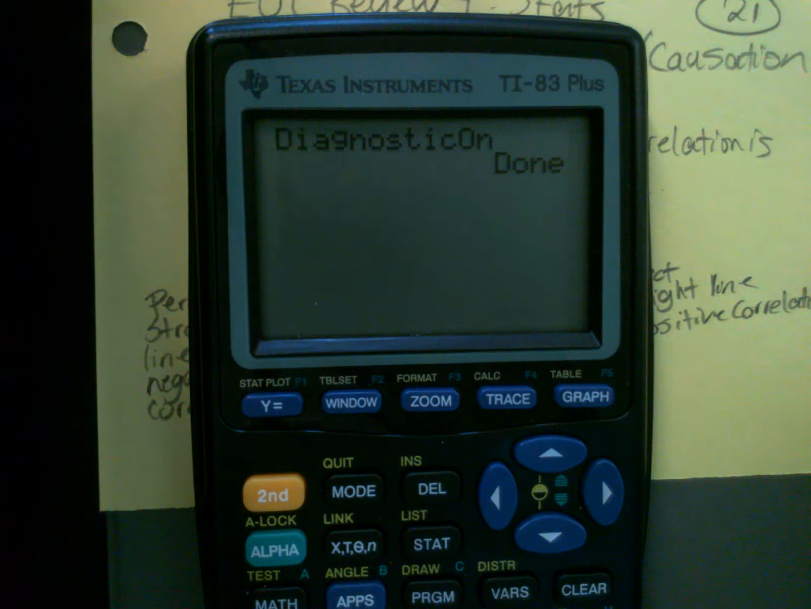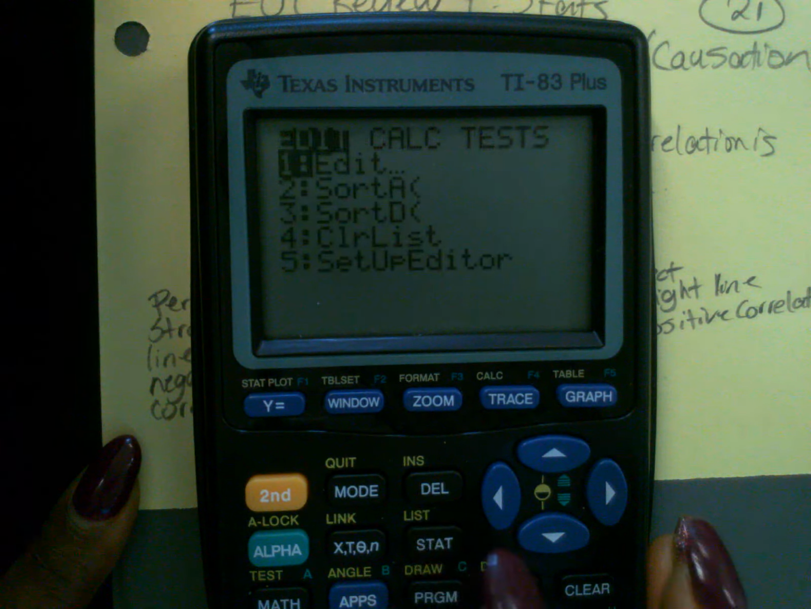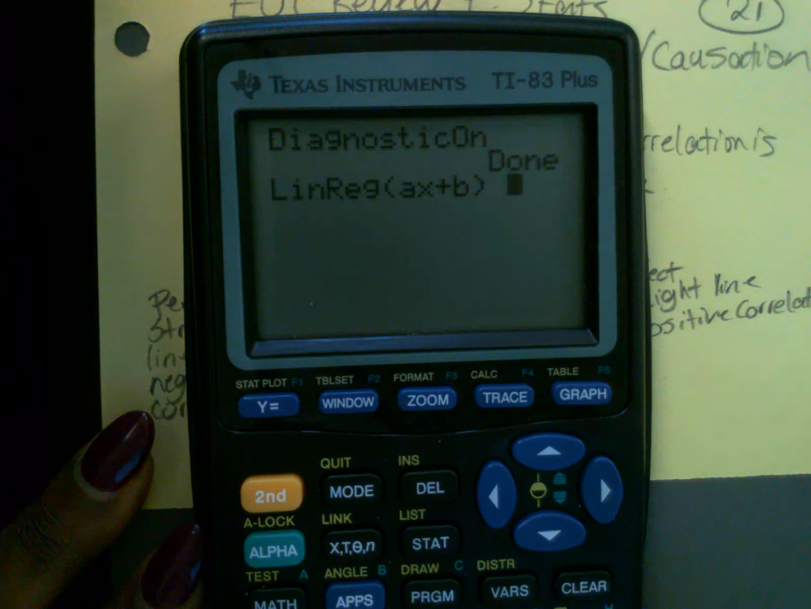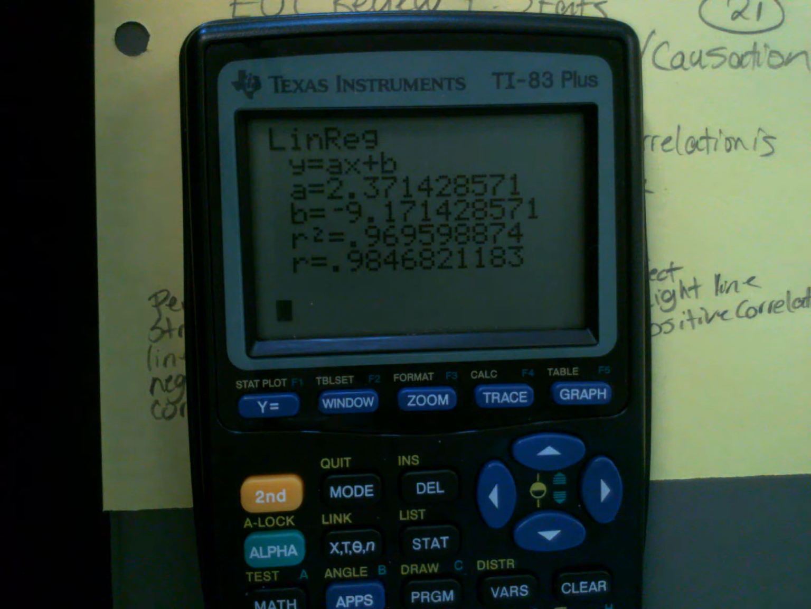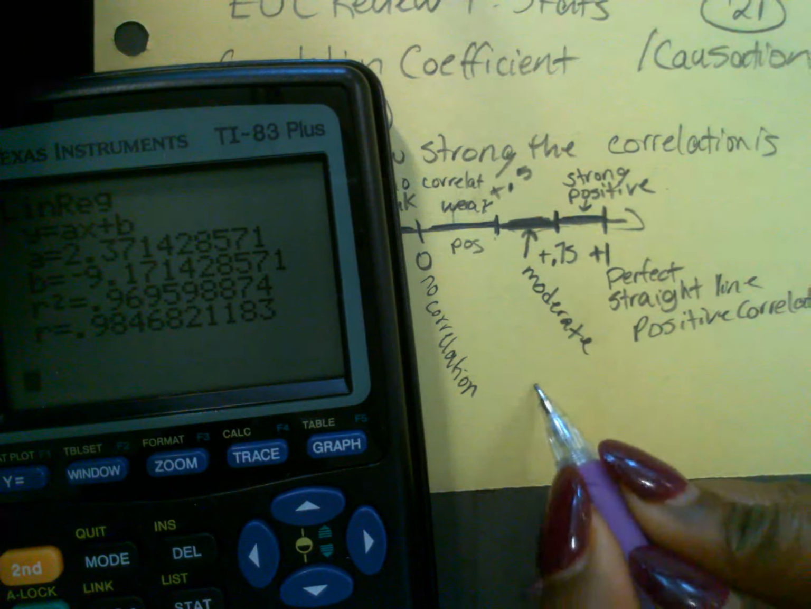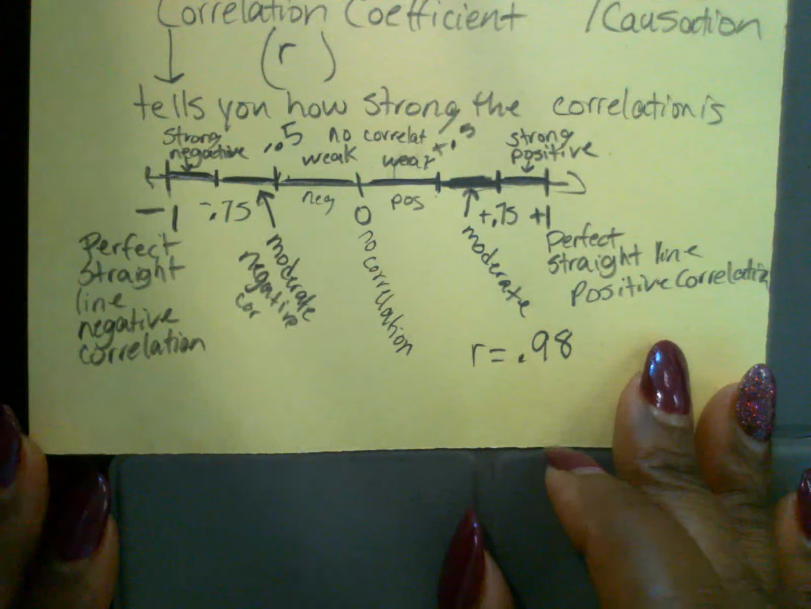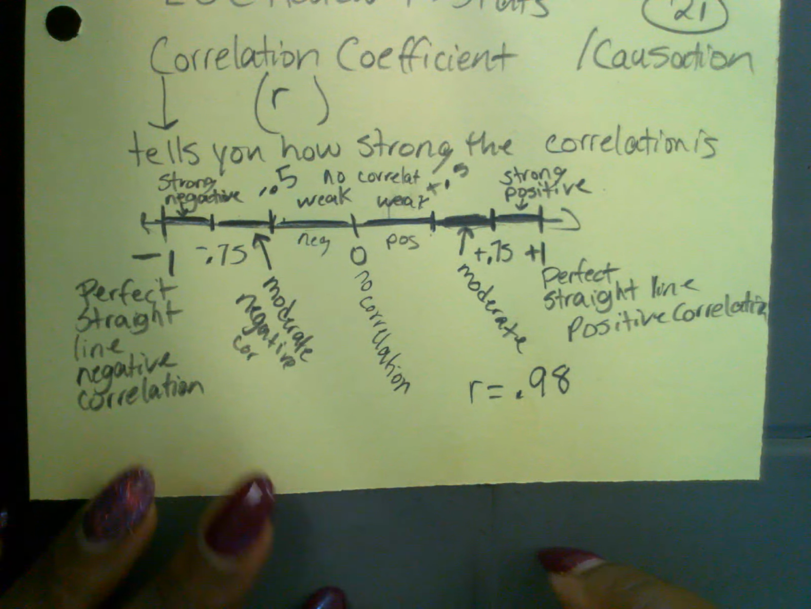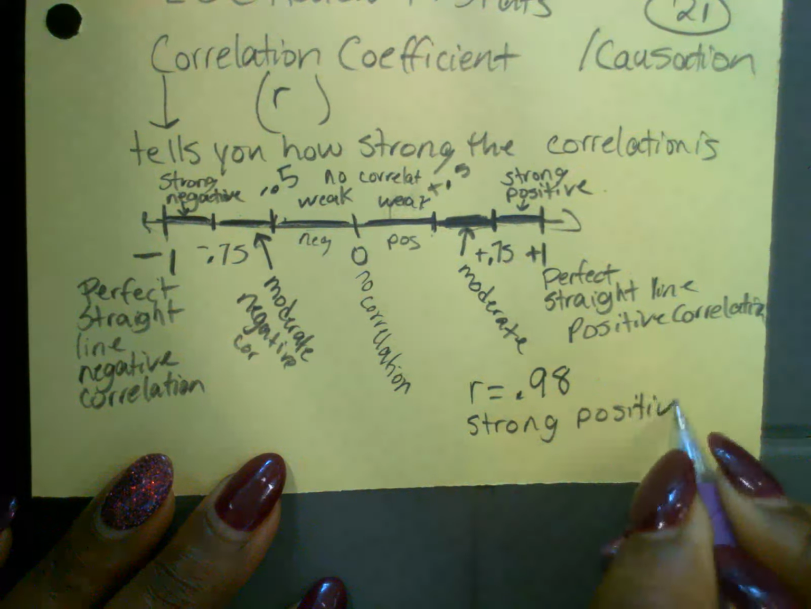All right. Now we're going to do the same steps we did before and do linear regress. That's how it's going to give us our R. To do linear regress, press Stat, go over to Calc, then go down to LinReg, press enter. And just press enter again because we only want the R. Do you see the R at the bottom? The R is equal to a positive 0.98. So what can we say about this scatter plot? It's a strong positive correlation.